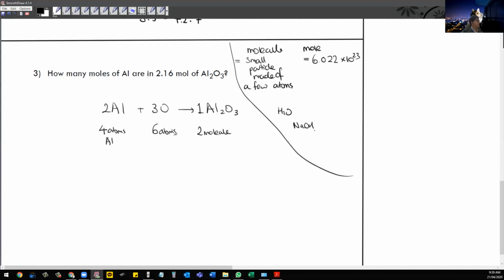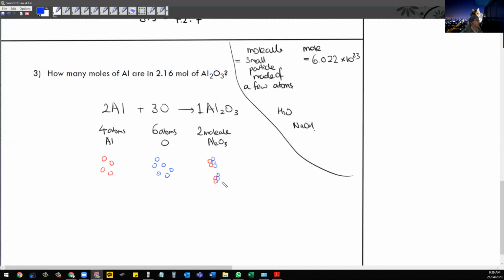Atoms of Al, 6 atoms of oxygen, 2 molecules of Al2O3. So I'm counting this whole thing as 1, okay? As 1. So I've got 2 of that. So the situation is a bit like, we saw this before. 4 of those, 6 of those, then you get 2 of those, right?